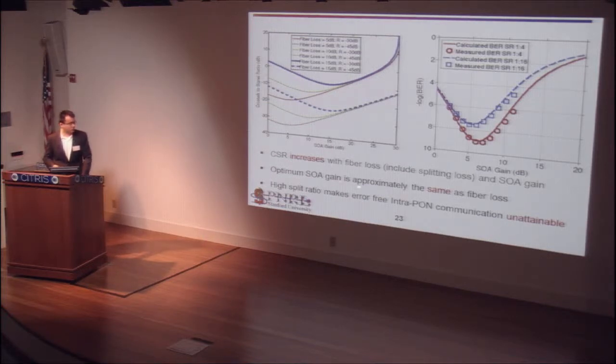the optimal SOA gain should be approximately the same as the fiber loss. And we also noticed that if we have too high a splitting ratio in the PON, then probably the loss will be too high or the noise will be too high to enable error-free intra-PON communications.